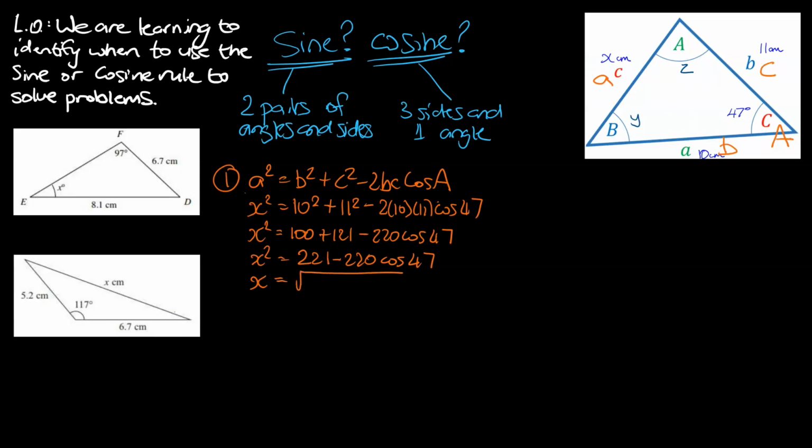X will be equal to the square root of 221 minus 220 cos 47. And when you put that into your graphics calculator, x should be equal to 8.4 centimeters, and I've rounded that to 1 decimal point. So we've now figured out what side x is.